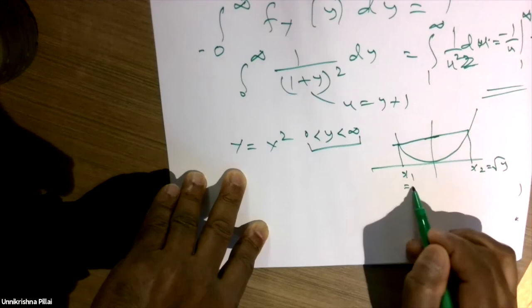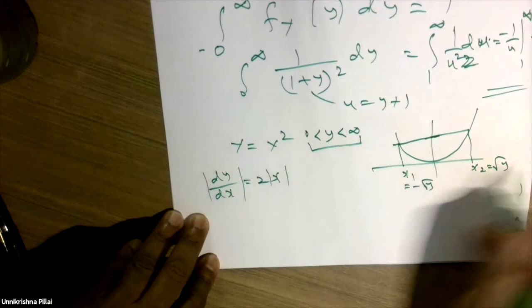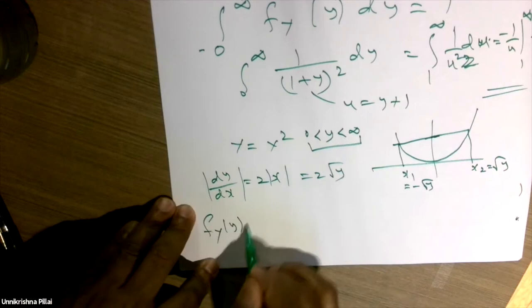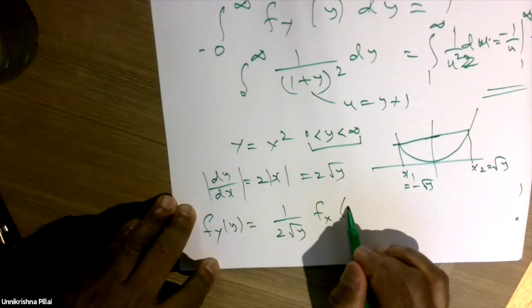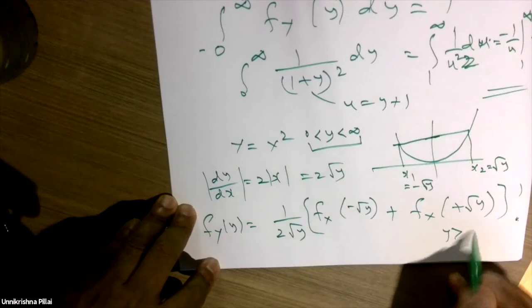So I can do dy by dx next step. That is 2x, absolute value. So that's going to be 2 square root of y. So the last step is fy of y. It is 1 over the derivative, fx at x1, that is minus square root of y, plus fx at x2. So it's the same as what we got before. Remember, I did this in a different way.